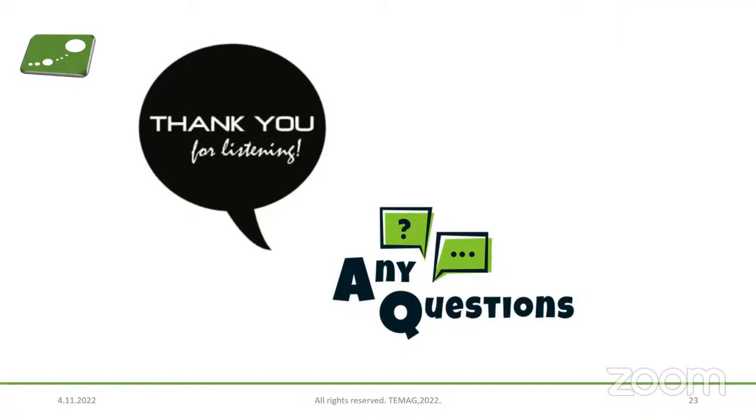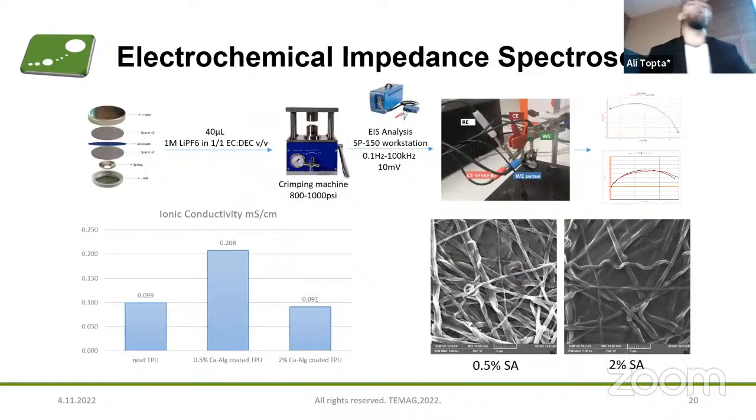Base analysis is device. Which electrochemical method is the best? Yeah, the alginate coated one, which is in the middle, is better than the one on the left, which is the neat one. So it's perfect. Yes.